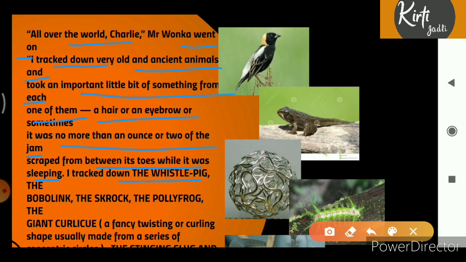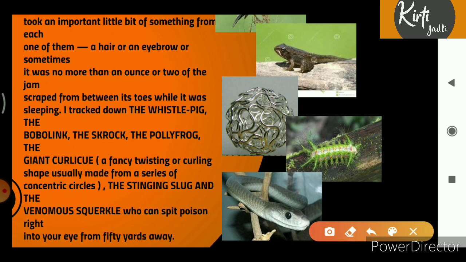I tracked down the whistle pig, the bobolink, the scrock, the polyfrog, the giant curlicue. So now see, this bird is called bobolink. The young one of a frog is called polyfrog, right? And a giant curlicue is basically this fancy curling shape which is made from a series of concentric circles. So this kind of a design is called curlicue. The stinging slug, this is what a stinging slug looks like, and a venomous squircle. Now, what's a venomous squircle? Any animal that produces poison.